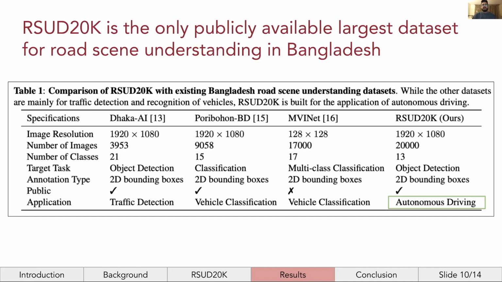RSUD is the largest publicly available dataset for road scene understanding in Bangladesh. We compared it with previous datasets like Dhaka AI, Poribohon-BD, and MVI-Net. In terms of the number of images, we found that RSUD has the highest number of images compared to the other ones. We also found that the other datasets mostly focused on traffic detection and vehicle classification used for surveillance applications. But RSUD20K is for autonomous driving.